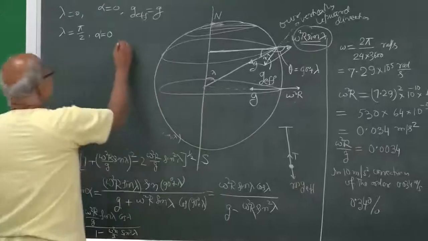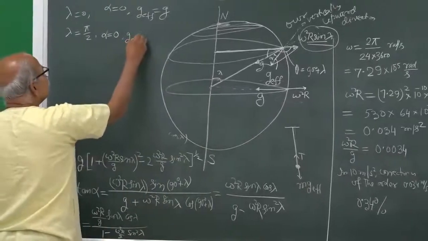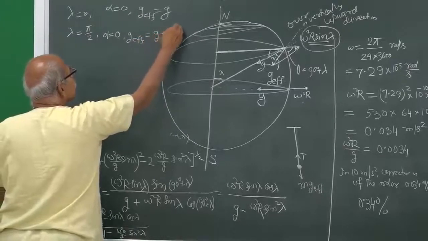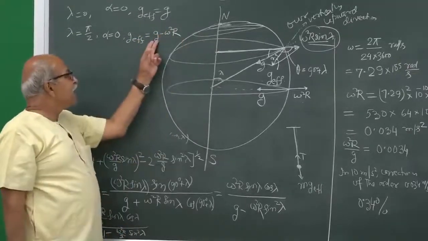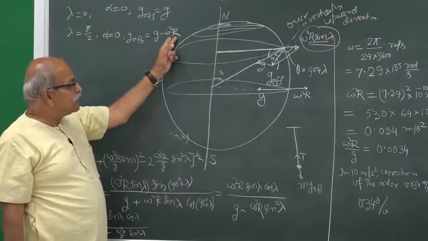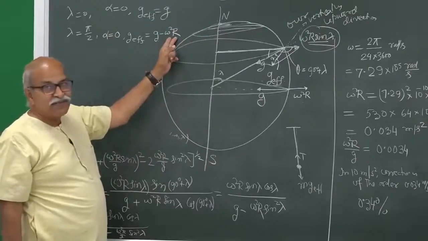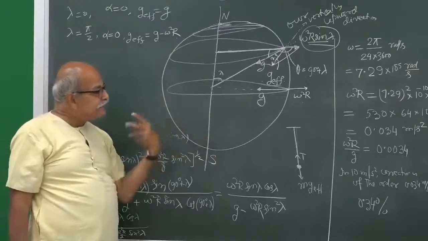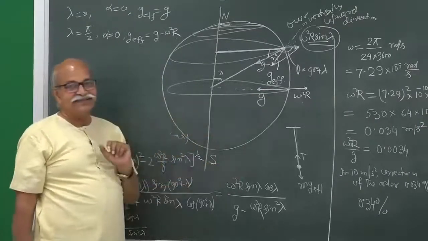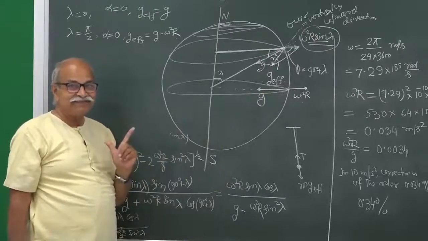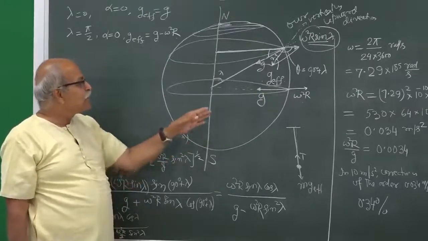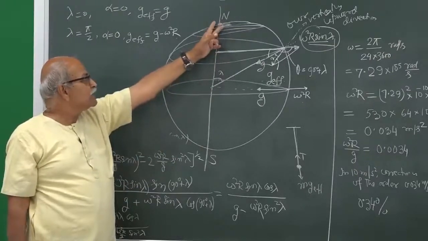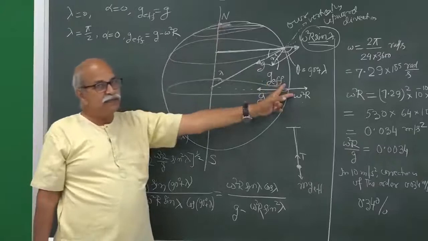So, g effective is g minus omega square r. This is around 10 and this is 0.034 meter per second square. The effective g is slightly less than the actual g at the equator. So, magnitude wise here it is g effective equal to g, and here it is somewhat less than g.